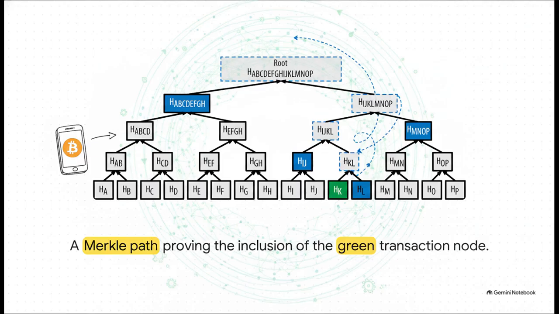To prove mathematically that the green transaction K is actually included in this block, your phone doesn't need all 16 transactions. It only needs the compact Merkle path. That's those 4 highlighted blue nodes. With just the green transaction and those 4 blue hashes, your device can instantly run the math up to the root and verify that the payment is 100% genuine.